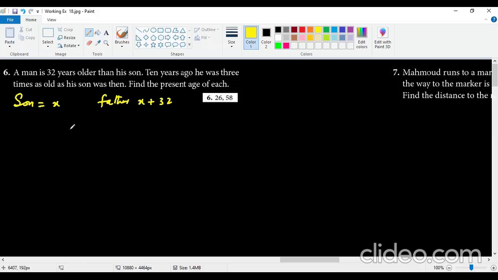That means x plus 32, which is the father's age, minus 10 years. So 10 years back, this was the age. And 10 years back, son's age was also x minus 10. Now the condition says 10 years ago, he was 3 times older than his son. That means when the son's age is 3 times, it equals the father's age.